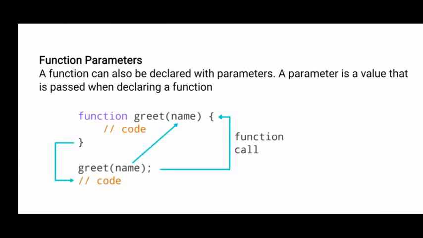Now, function parameters. What are function parameters? See, if you want to calculate the sum of two numbers, or perform any addition, subtraction, any arithmetic expression or logical operation, you need input values. So if, using a function, you want to pass any value, then we need parameters. A function can be declared with parameters, right? A parameter is a value that is passed when declaring a function.